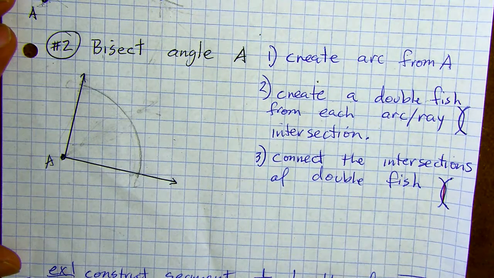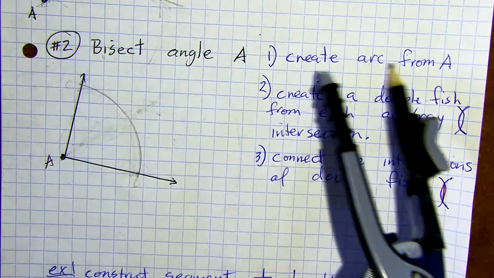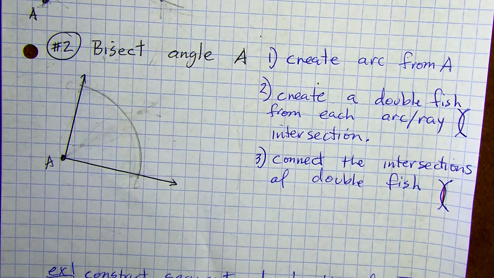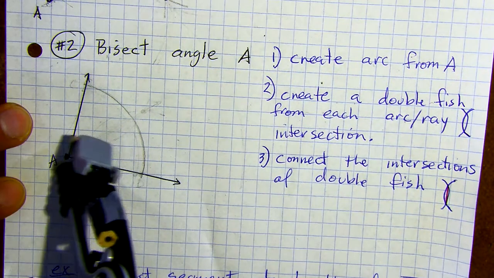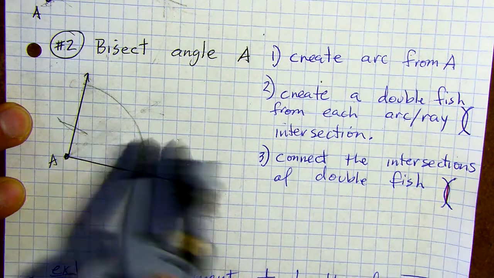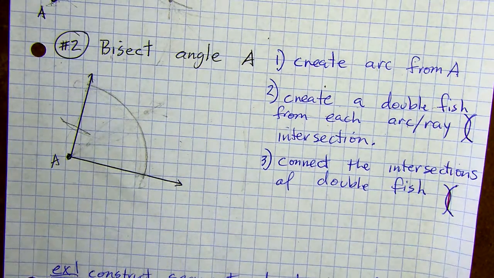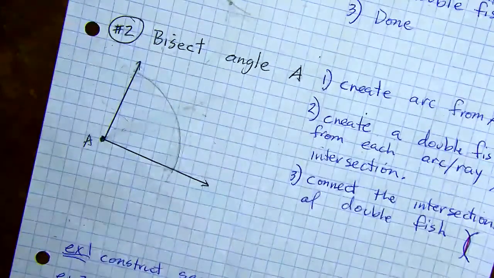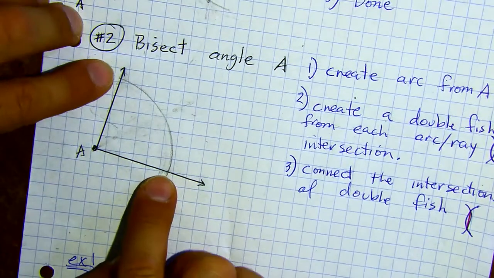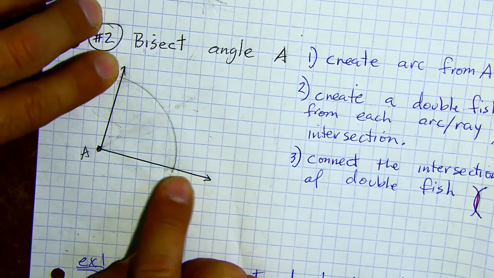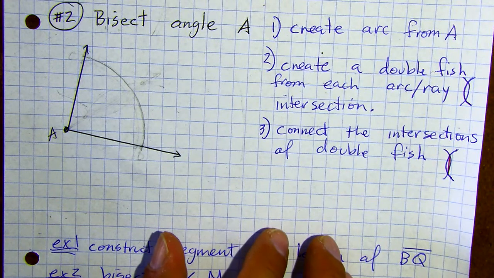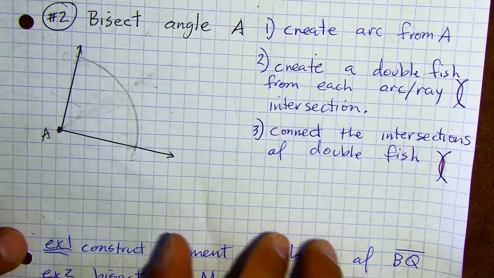All right, everybody go ahead and create an arc from A. I made an arc from A. I made sure it's not too far. I also didn't shoot myself in the foot and make my arc super tiny. Don't make it super tiny. Try to make it as far as you can without going past your rays.